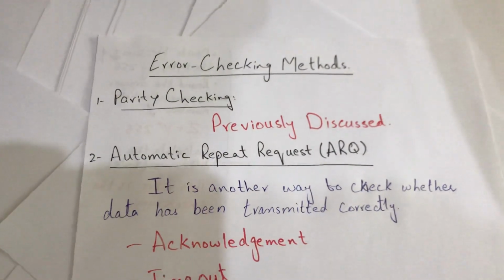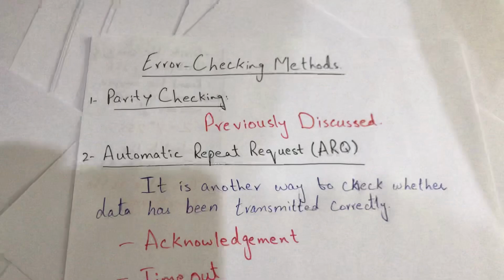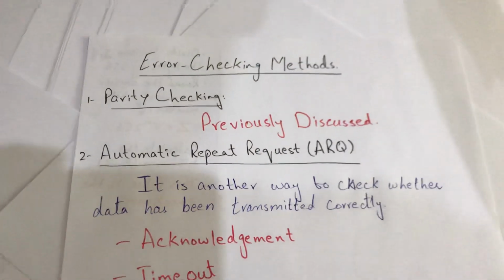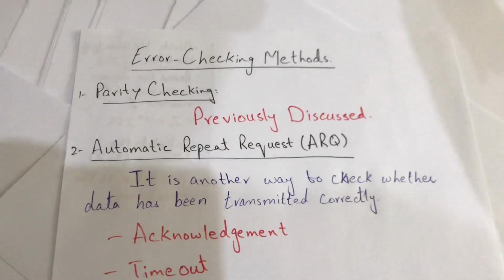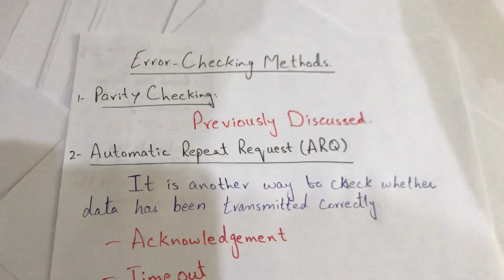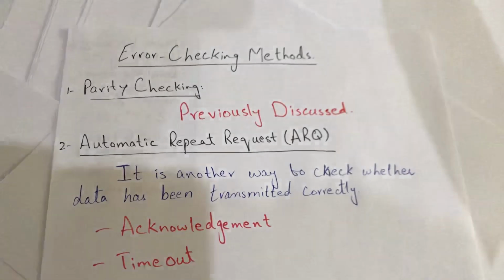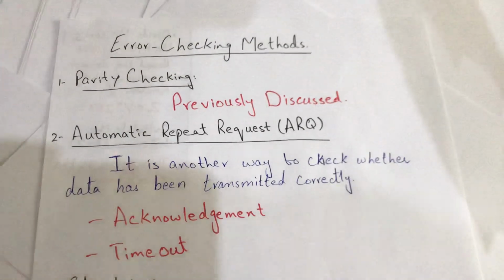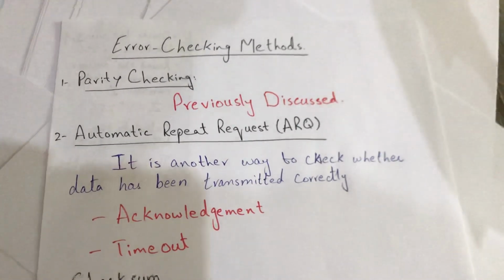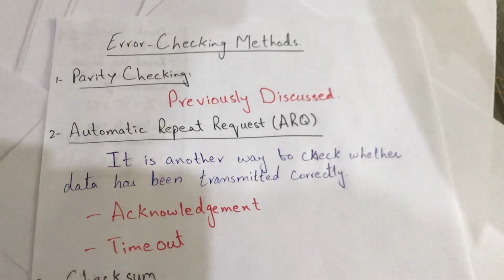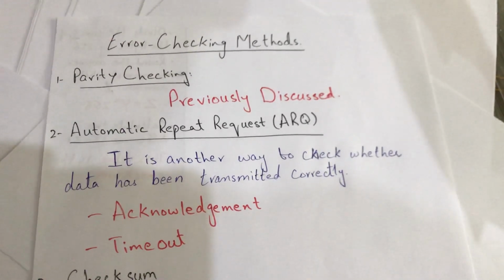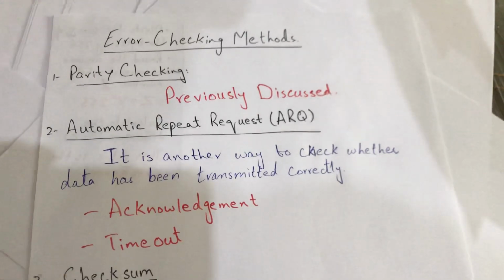Today we will continue with the error checking method techniques. Number one was parity checking, which was previously discussed in my video, and the second one is automatic repeat request, also known as ARQ. This is another way to check whether the data has been transmitted correctly or not.